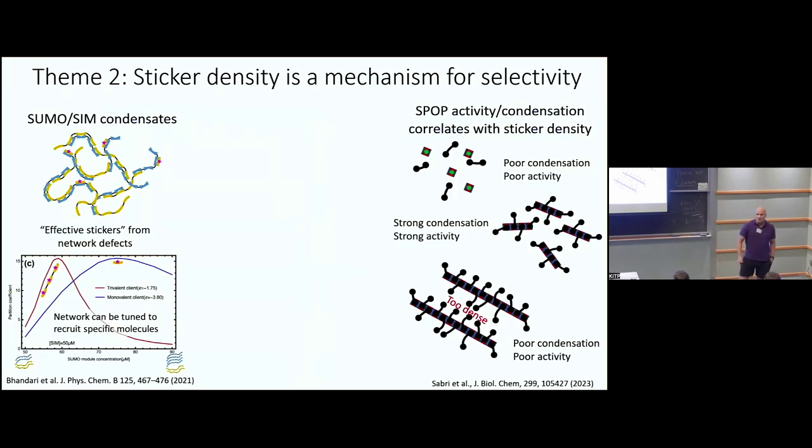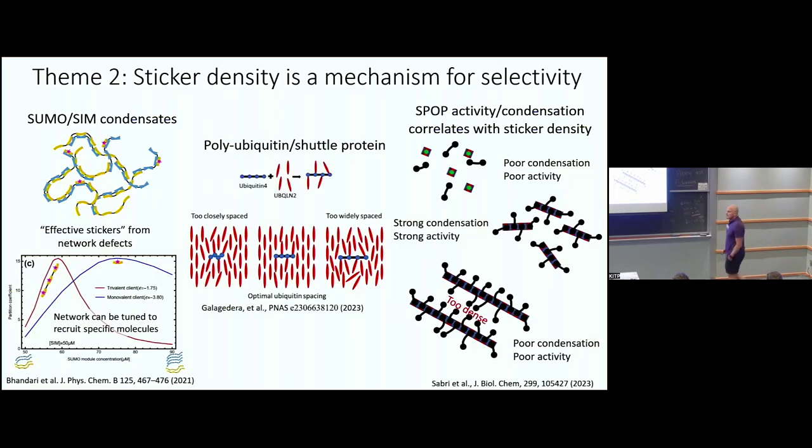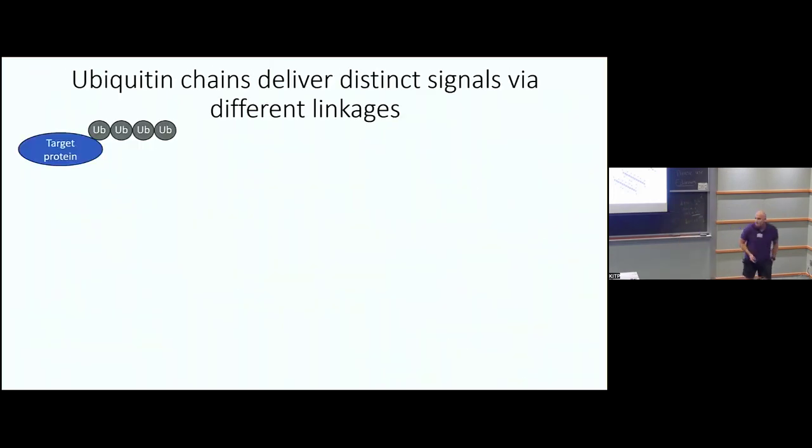Later on, we saw it in Tanya's SPOT-DAX system, which has this interesting correlation between both the biological activity and the condensate formation activity that is consistent with a density type of mechanism. But the one I want to spend a little bit of time talking about is these polyubiquitin condensates formed in the presence of shuttle proteins.